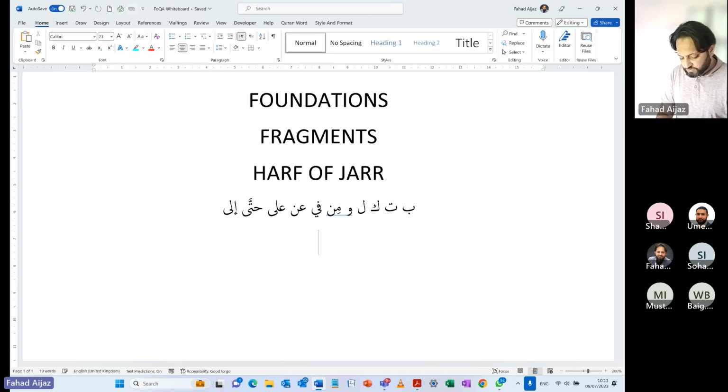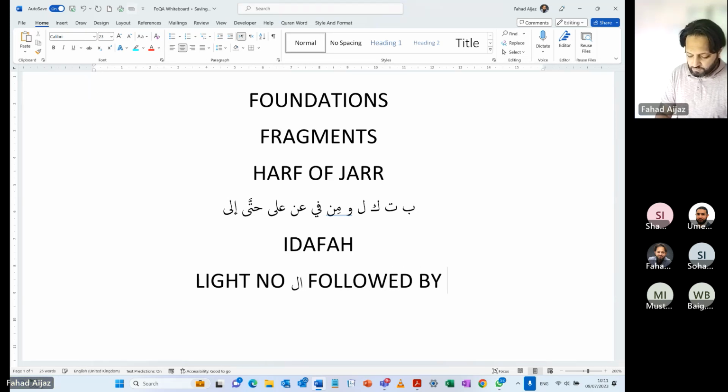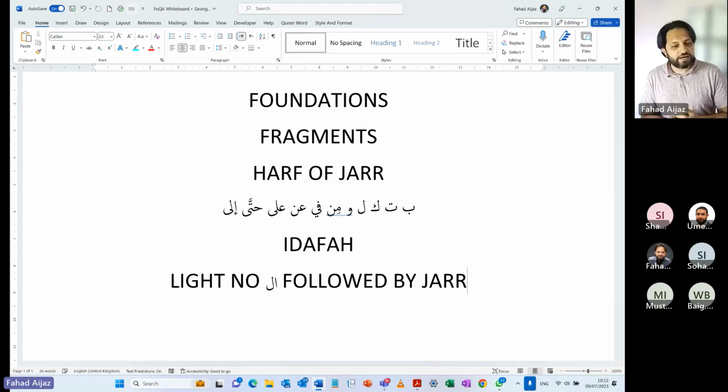Second one we did was, I believe, Idafa. Idafa was again made up of two isms, and we said that Idafa gives us an off relationship. And we learned the formula in Idafa, that's light, no al, followed by jar. That's what we learned. Whenever you find an ism light and it has no al and it is directly, without any distance, directly followed by a jar, it's an idafa fragment. Okay, and it should give you some sort of meaning. That's the fundamental definition of idafa we did.